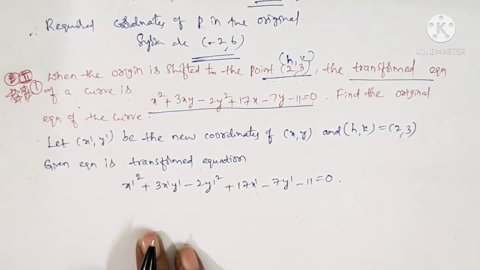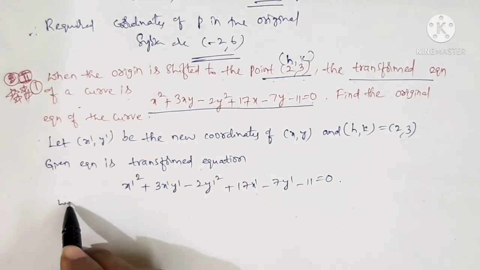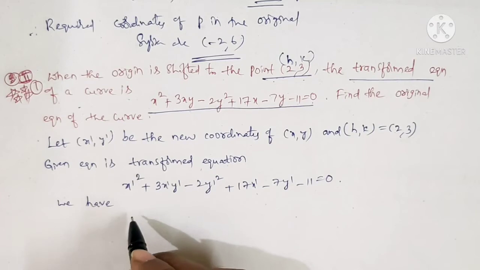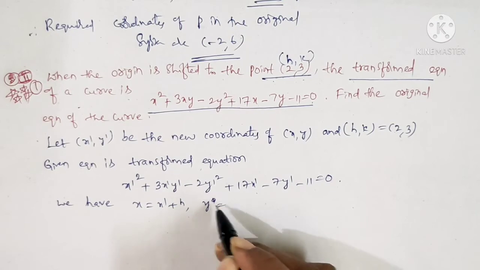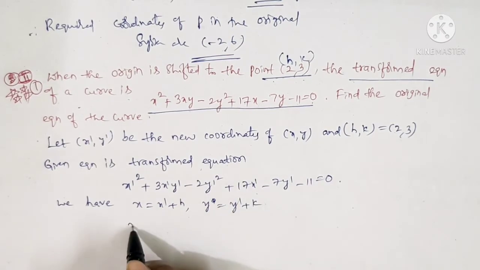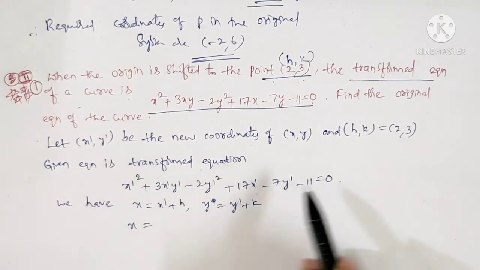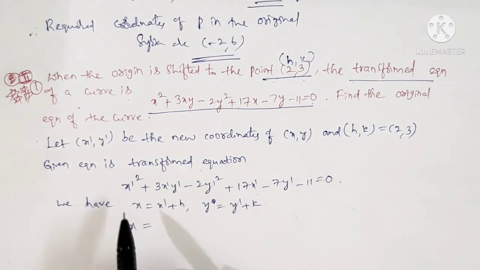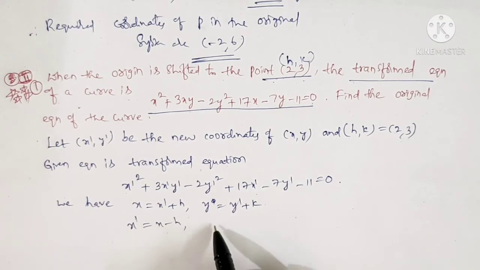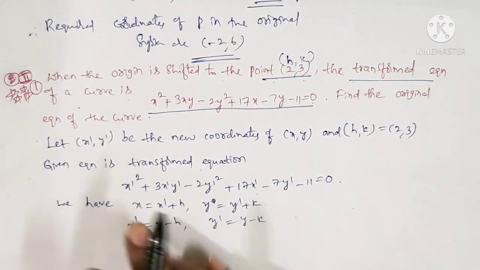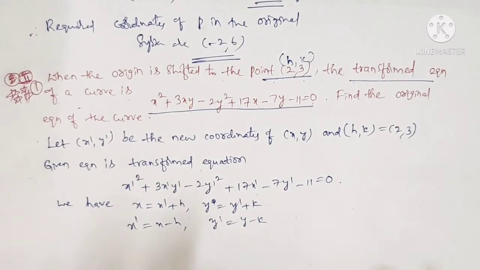As we know, according to the definition of translation of axis, x is equal to x dash plus h and y is equal to y dash plus k. Here x, y remain as they are, and from here I have to replace x dash by x minus h and y dash by y minus k. Then this will become the equation of the curve in the original system. So you have to replace x dash by x minus h and y dash by y minus k.